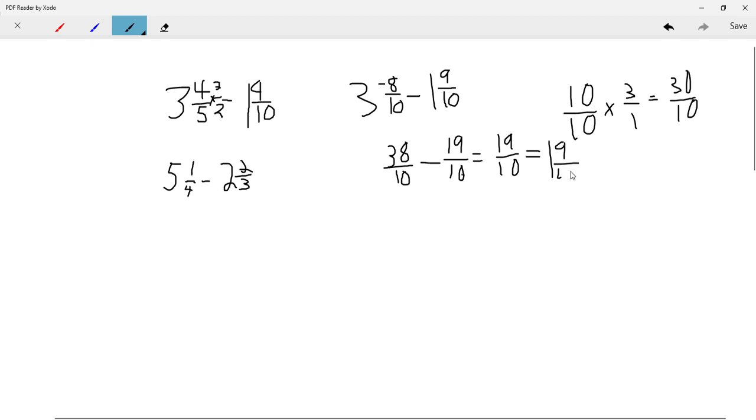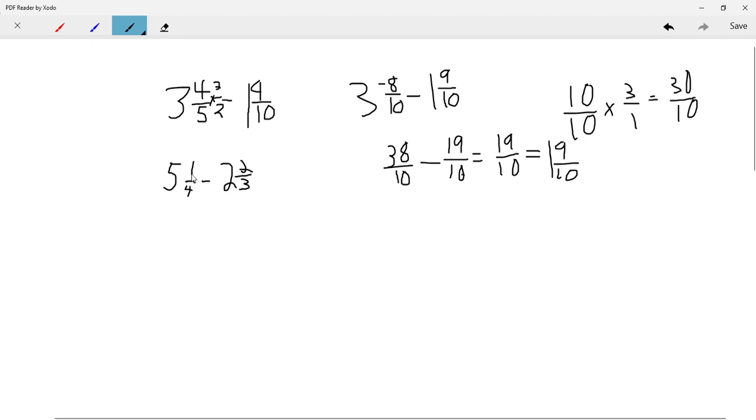And to do this, all we would have to do is divide 19 by 10, which would be 1 remainder 9, and then 1 becomes the whole number, and then the remainder becomes the numerator. So let's do this again with this one. We're going to find 5 and 1/4 minus 2 and 2/3.